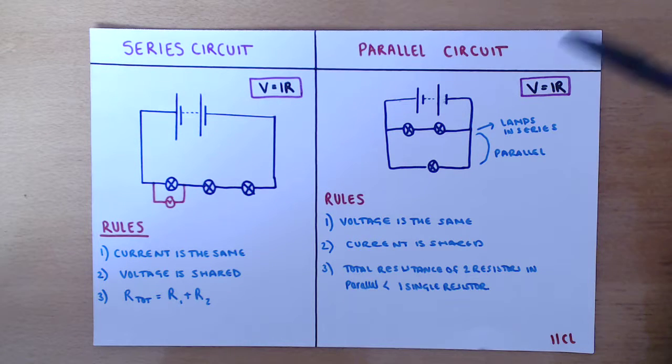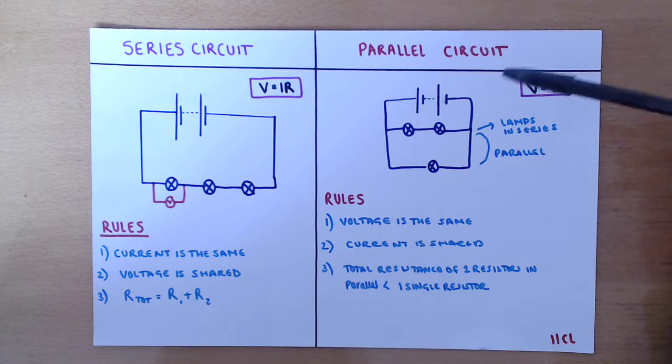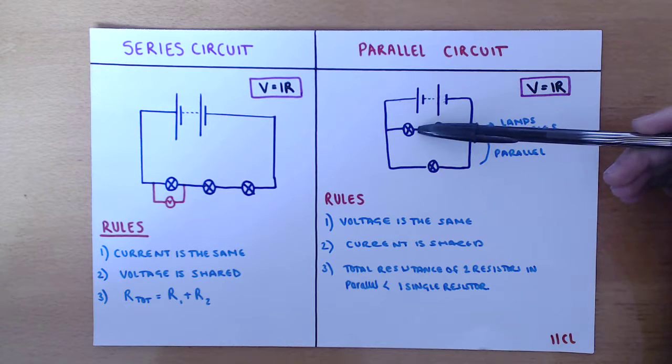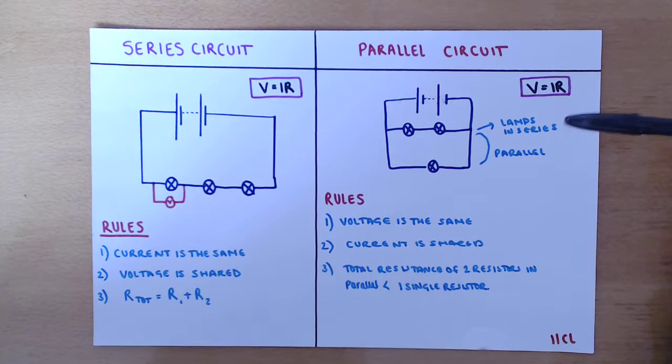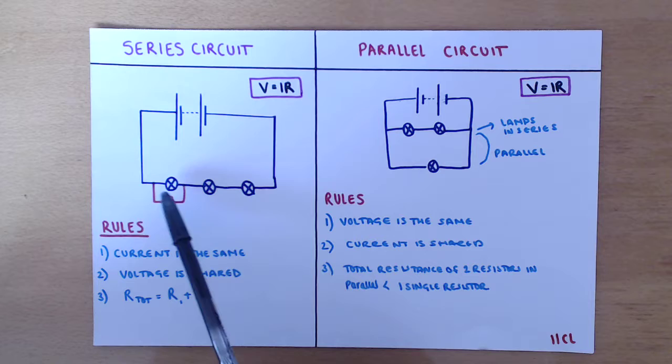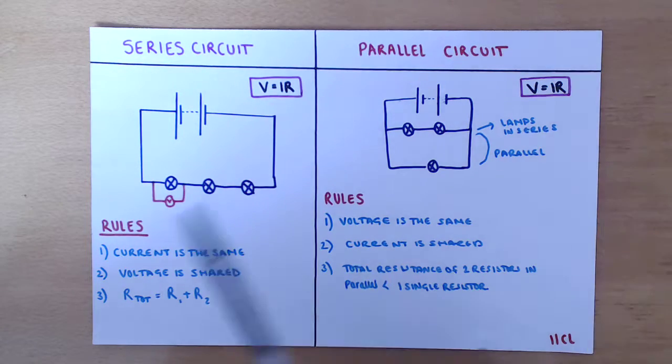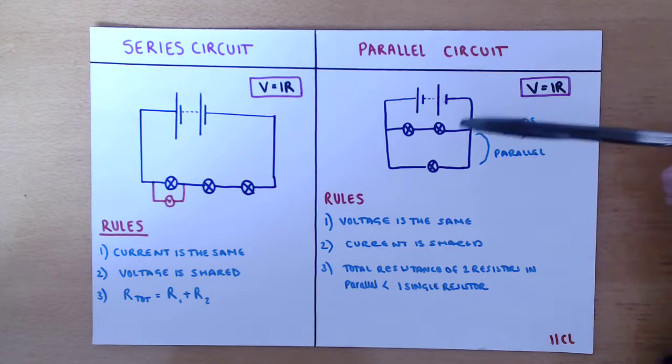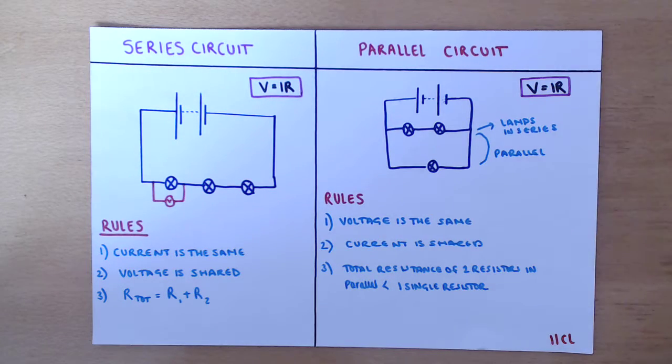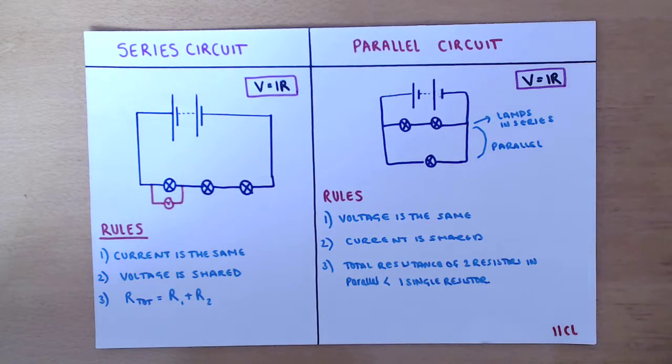What's important to note about a parallel circuit is that if you had 2 resistors in parallel, so let's say you have a resistor here and a resistor here, the resistance of that system would be less than if you had resistors in series. So if you had 2 resistors in series, the resistance would be higher than if you had the resistors in parallel. So yeah, hopefully that makes sense.